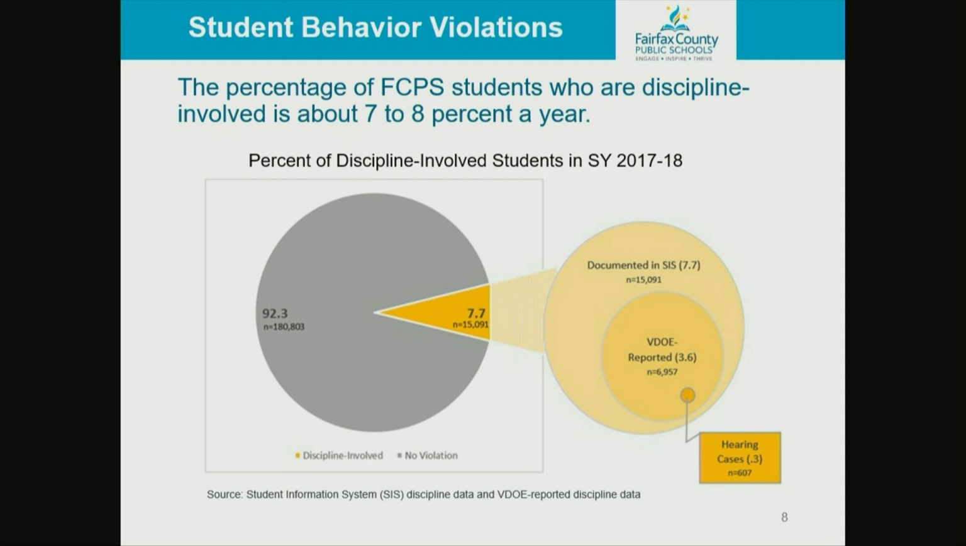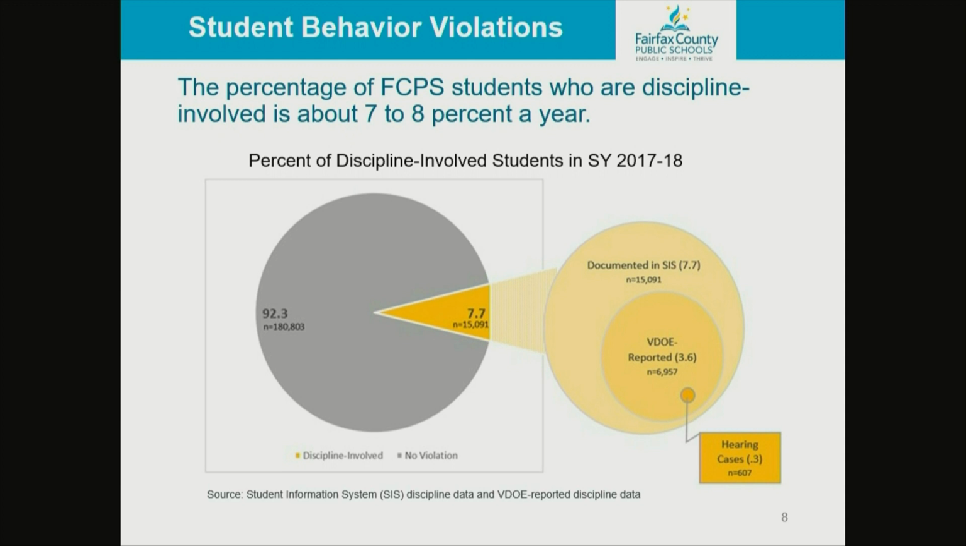On this chart, you get a sense of what the scope is in terms of who's involved in discipline and how that's breaking out across the different kinds of discipline involvement. Here you see the 7 to 8%. In 2017-18, it was actually 7.7% of our students who had documented discipline referrals in SIS.